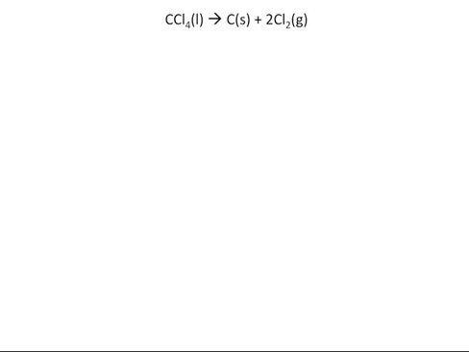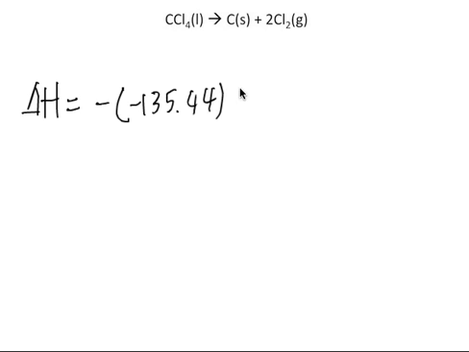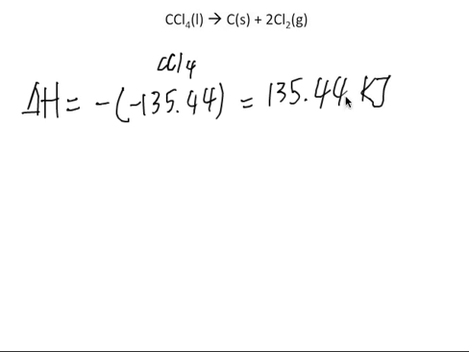So let's first calculate the delta H. The delta H is just going to be minus 135.44 for the CCl4, because this in its standard state is 0, this in its standard state is 0. Okay, so this is just 135.44 kilojoules.